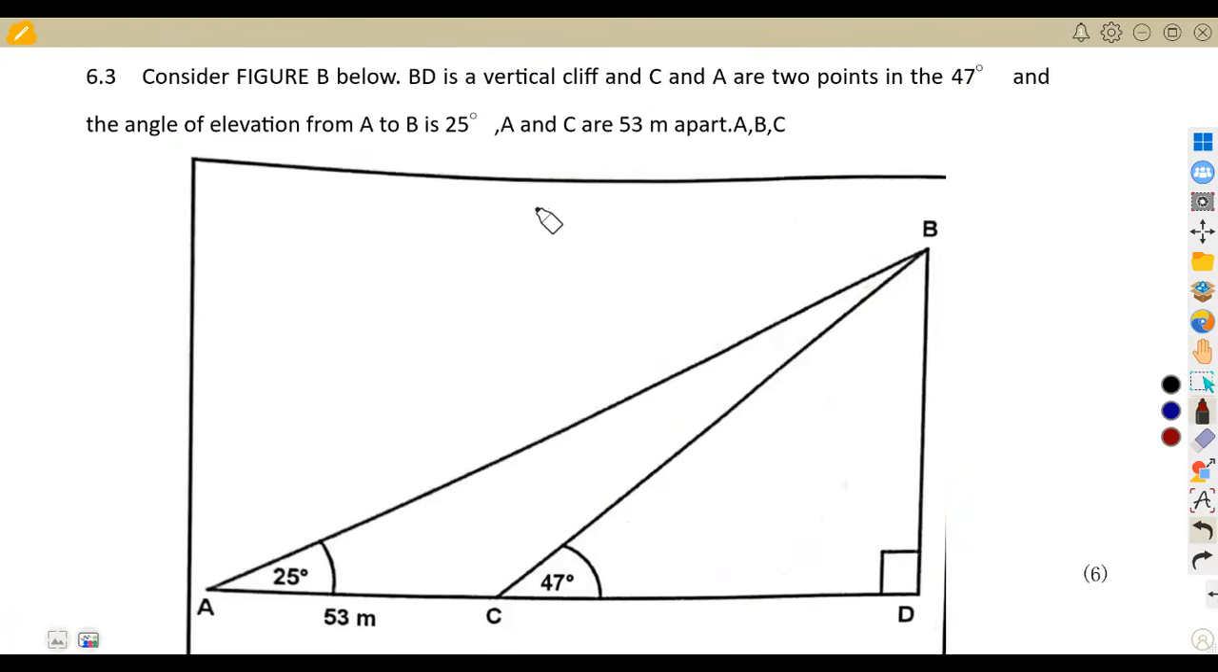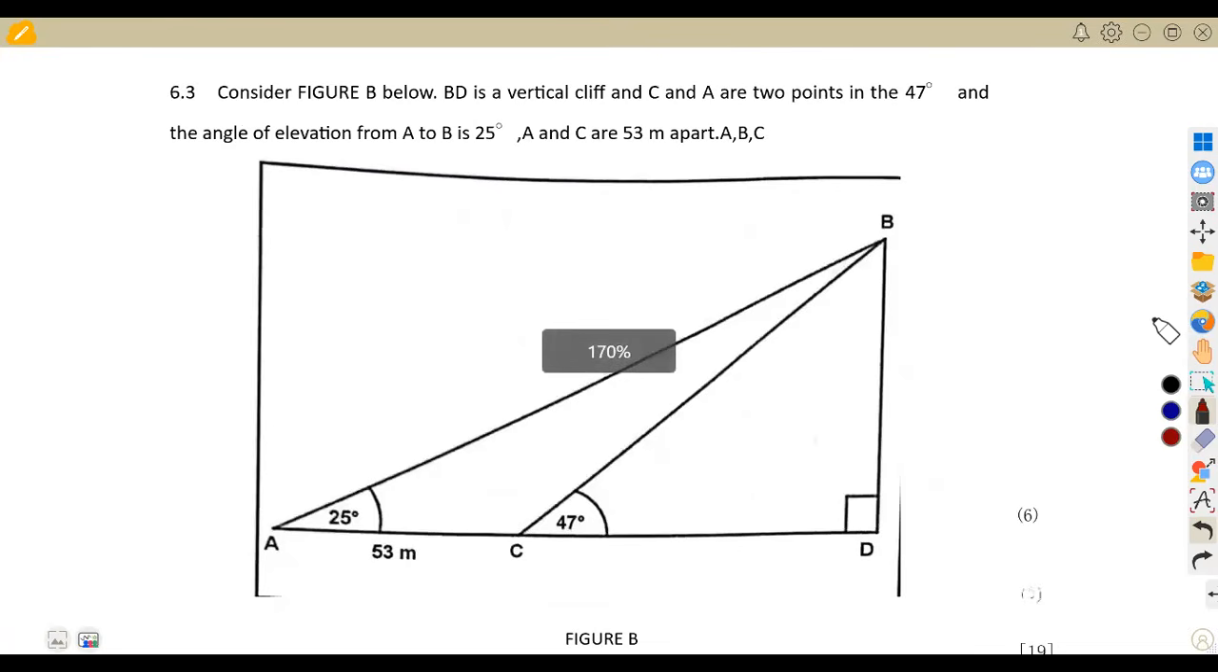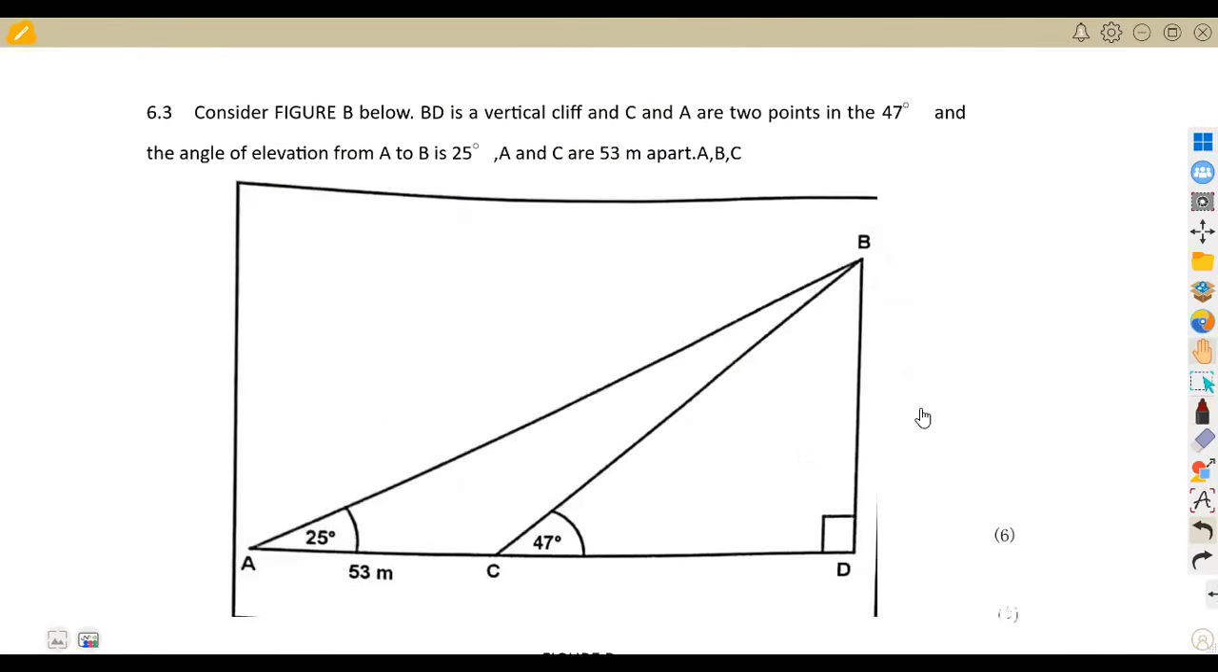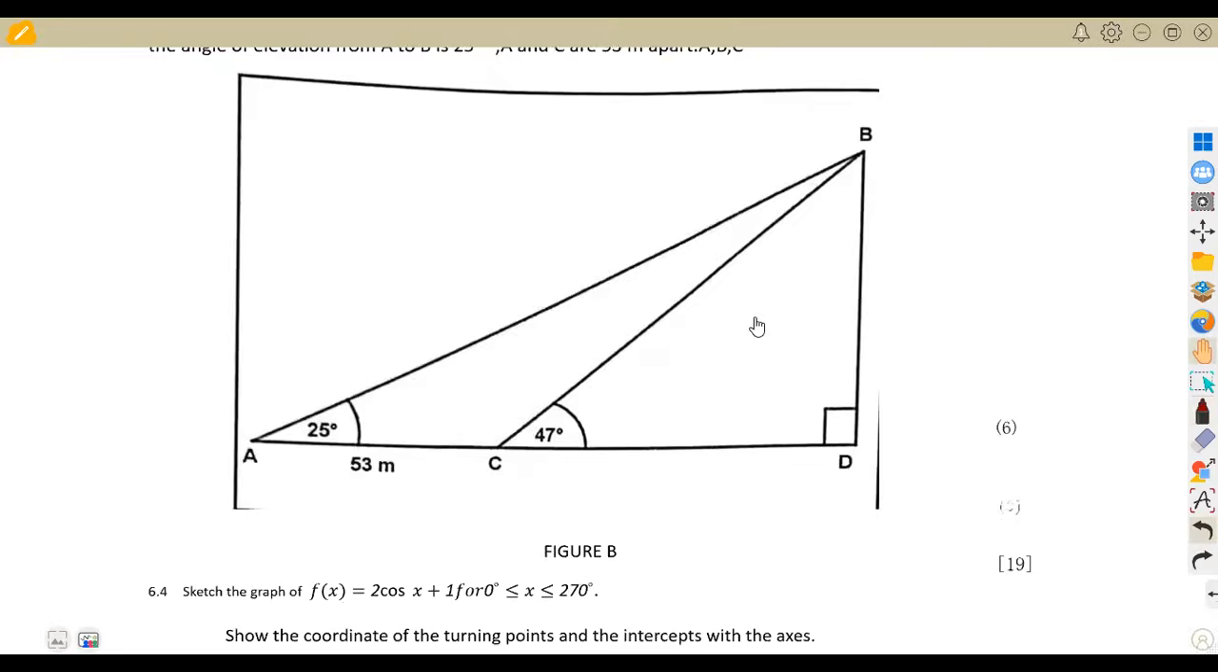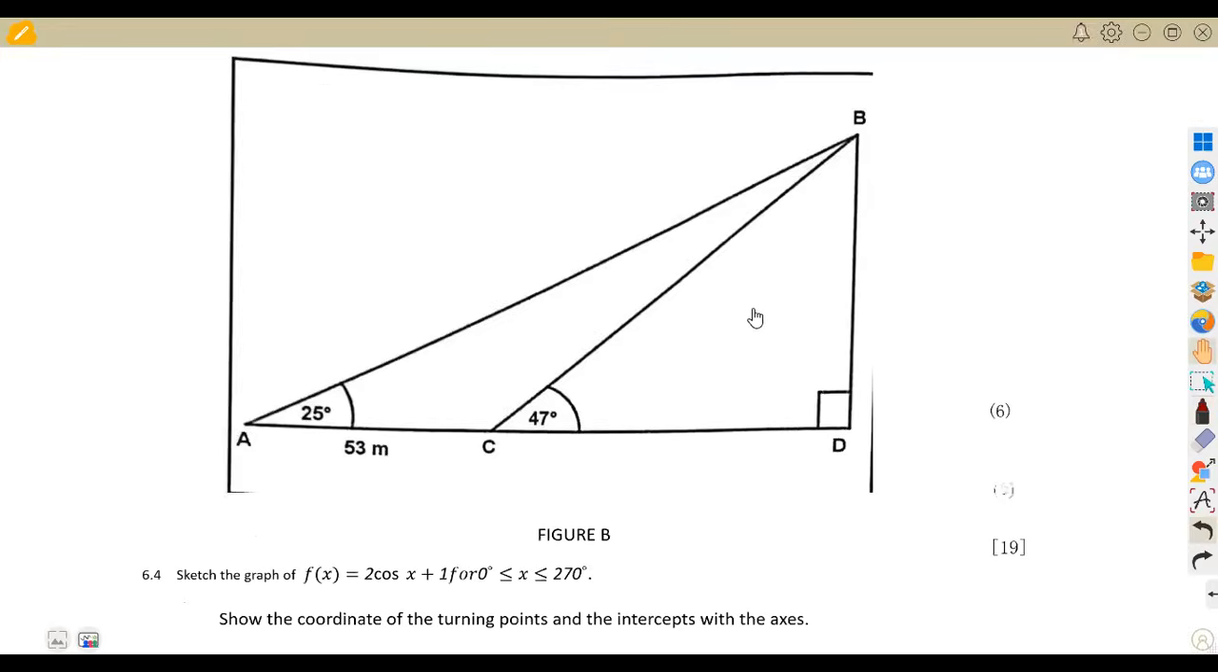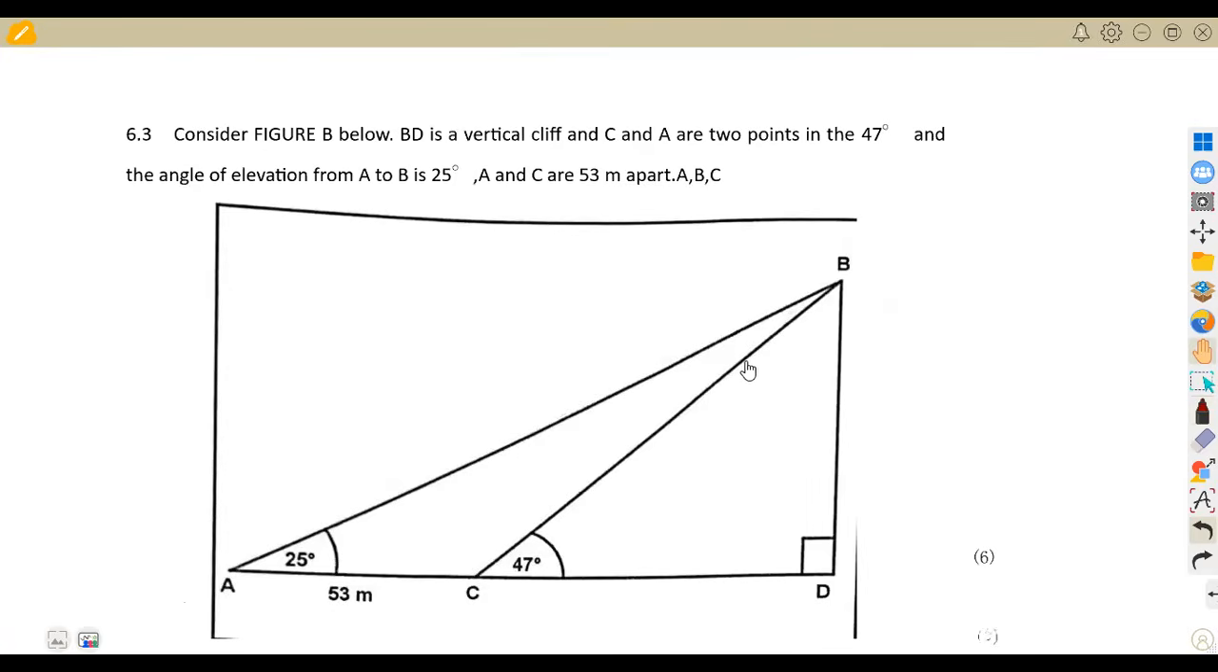Okay, 6.3. We're asked to consider this figure that we are given here, the 2 points and so forth. The angle of elevation is 25, and that one was 47, given between the 2 points. And the question is, consider this angle of elevation and so forth, B and C. Our question was actually to find BD.